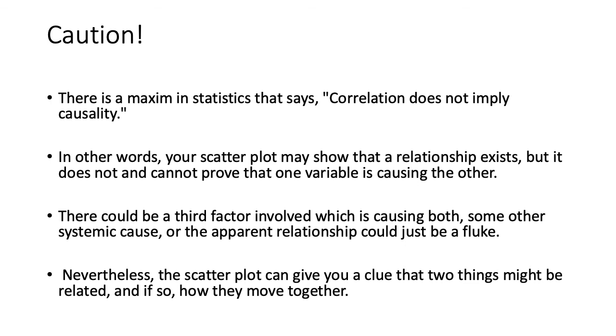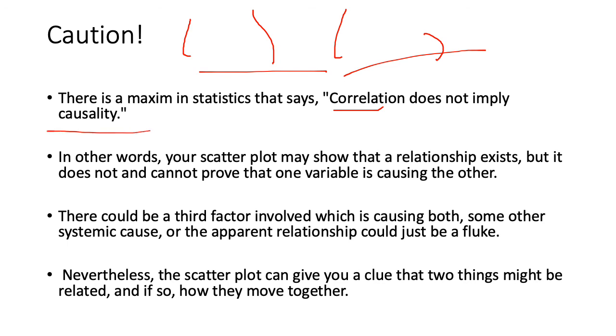If we think back to the example we had in our previous lecture, I think it was in lecture 1, we looked at a situation where we had misleading statistics, particularly the example about the number of churches and the amount of crime. We found that there was a positive correlation between the two variables. However, this correlation does not imply there was a causality. If you recall, we found that there was a third variable that impacted both, which was population. So in other words, your scatter plot may show a relationship exists, but it does not and cannot prove that one variable is causing the other.